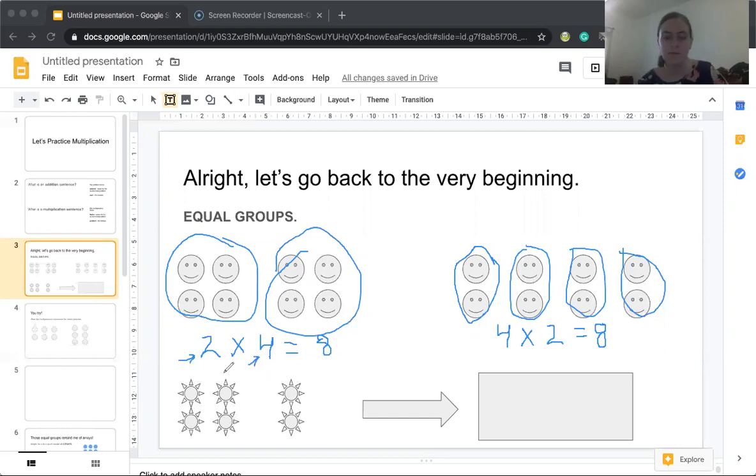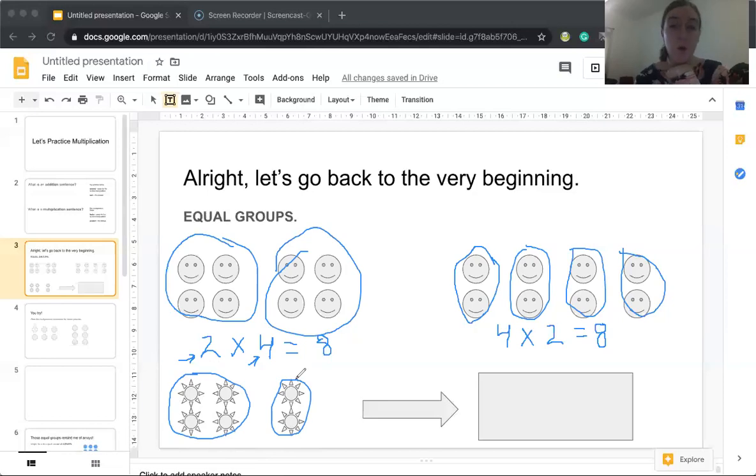Down here, we have something that looks a little bit different. I have a group here, and I have a group here. Can I multiply those two together? I want you to think about that.